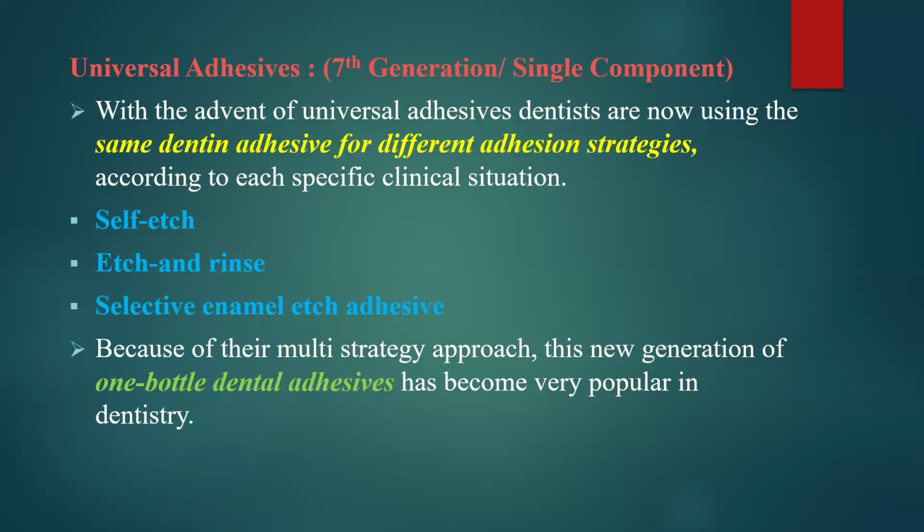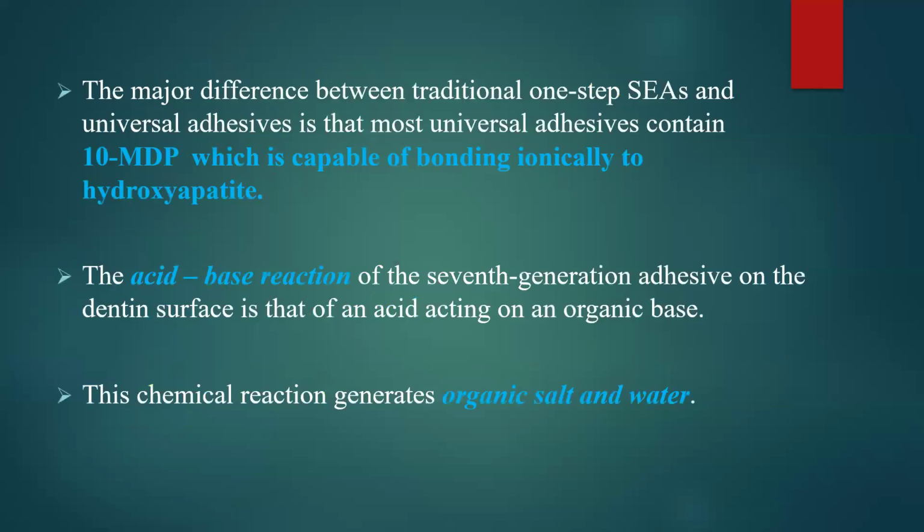With the advent of universal adhesive, dentists are now using the same dentin adhesive for different adhesion strategies according to each specific clinical situation: self-etch, etch-and-rinse, selective enamel etch adhesive. Because of the multi-strategy approach, this new generation of one-bottle dental adhesives has become very popular in dentistry. The major difference between traditional one-step self-etching adhesive and universal adhesive is that most universal adhesives contain 10-MDP, which is capable of bonding ionically to hydroxyapatite.